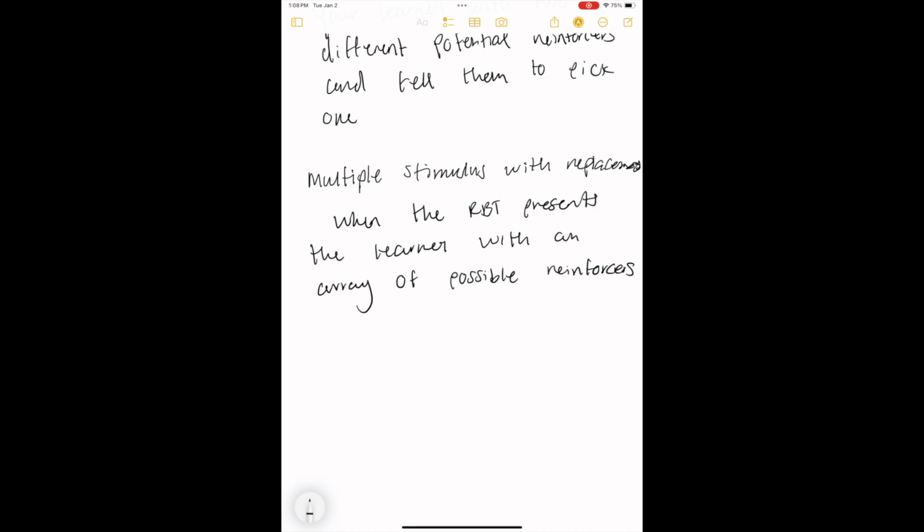So when the RBT presents the learner with an array of possible reinforcers, the learner chooses one, and the others that are not chosen are replaced.